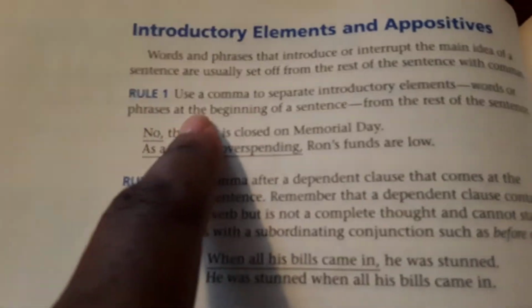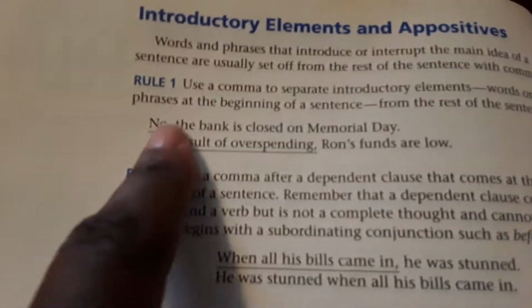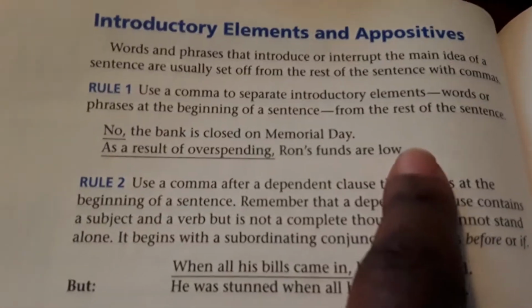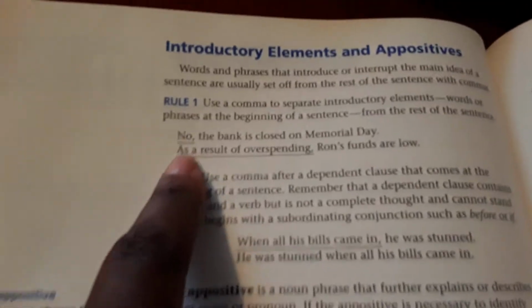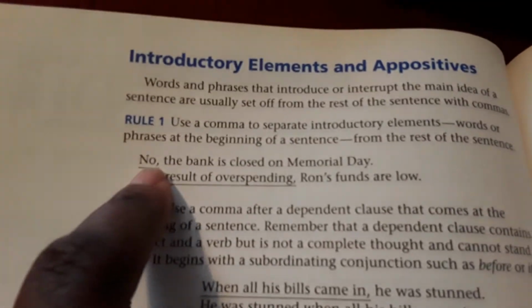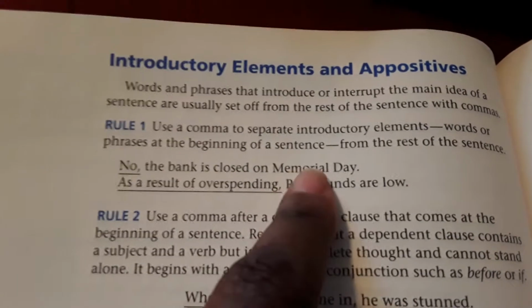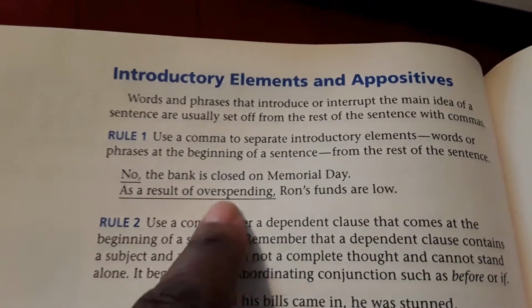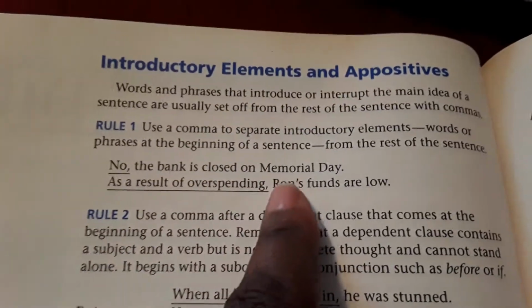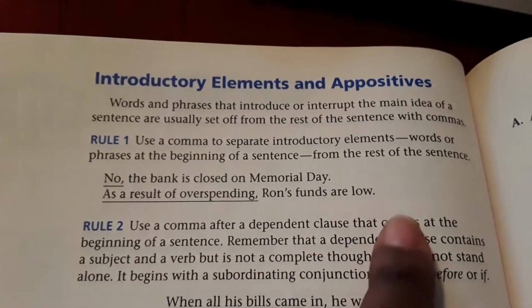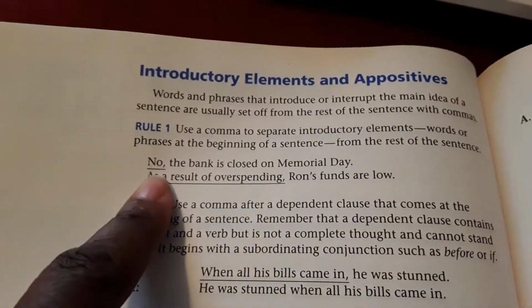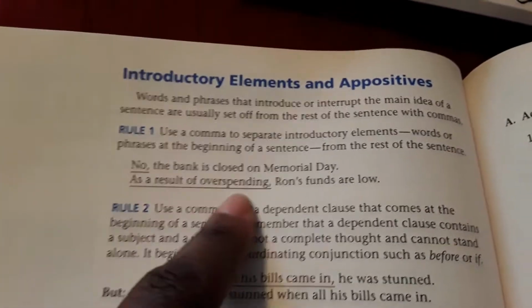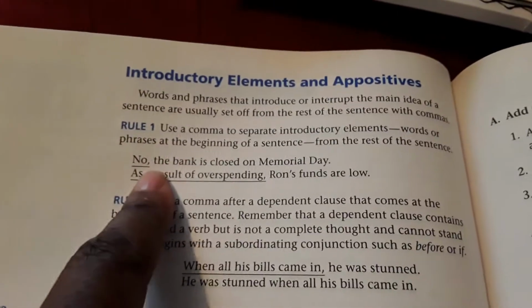All right, let's look at another rule. It says, use a comma to separate introductory elements, words, or phrases at the beginning of a sentence from the rest of the sentence. So here we go. No, comma, because I'm starting off there. The bank is closed on Memorial Day. So how that went? No, comma, the bank was closed. As a result of overspending, that is a phrase, comma, Ron's funds are low. So see how we're using those commas after an introductory word and a phrase.